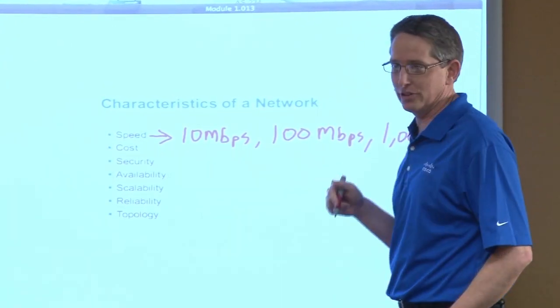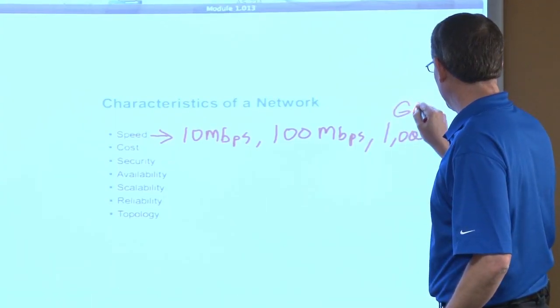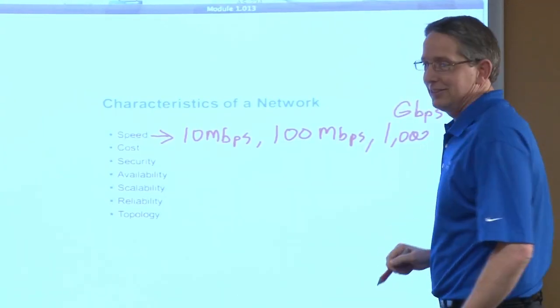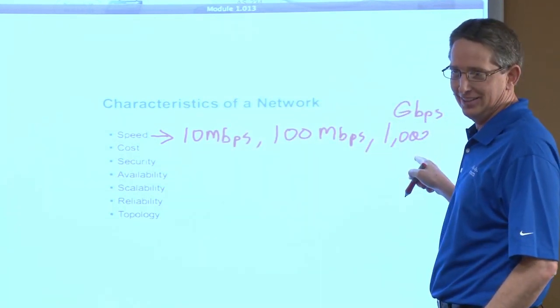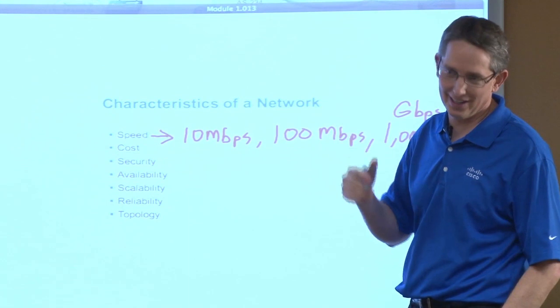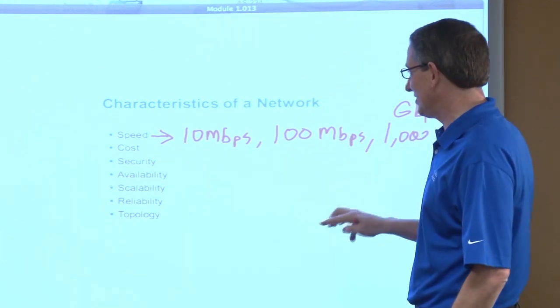Then, of course, that wasn't fast enough, so we went to what? 1,000 megabits per second, and they call that? A gig. So gigabit Ethernet. So Ethernet, fast Ethernet, gigabit Ethernet. And it doesn't stop there. They got 40 gig and all other kinds of stuff coming out. But that's as far as speed goes.